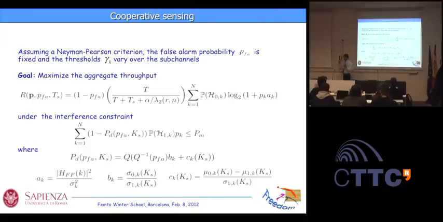What is 1 minus PFA? It means that nobody is transmitting on the kth channel, and I decided that nobody is transmitting there. So I took the correct decision over that channel. Okay. So this is the function we want to maximize.